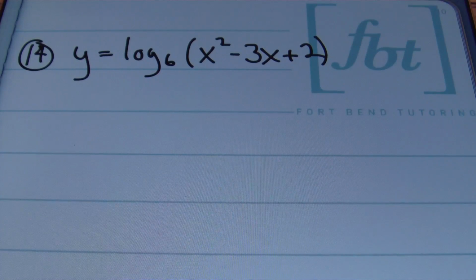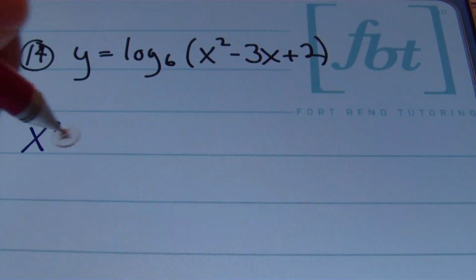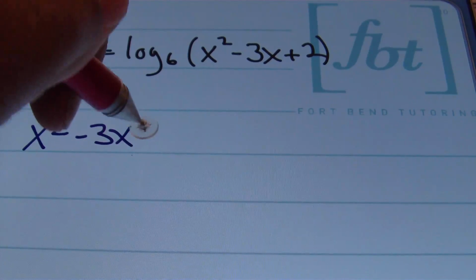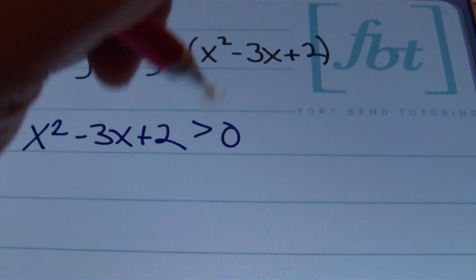In problem number 14, I have y equals log base 6 of x squared minus 3x plus 2. Recall that anytime you're dealing with a natural log or a common logarithm, the value that you're trying to take the log of cannot be 0 or negative. Therefore, we want to set this trinomial within the parentheses here greater than 0. So I'll have it set up like so. It'll be x squared minus 3x plus 2 has to be greater than 0.